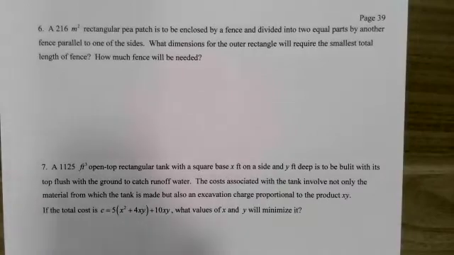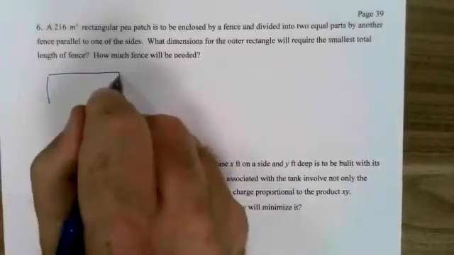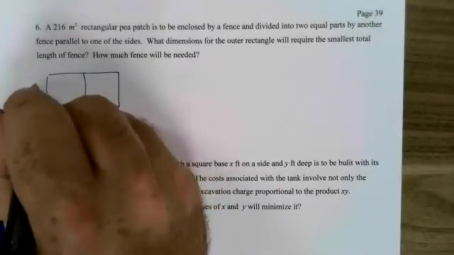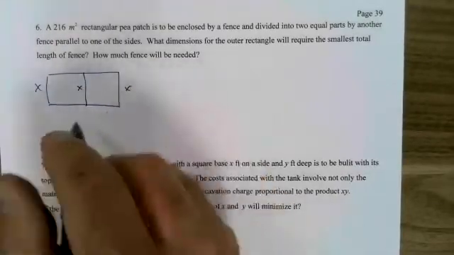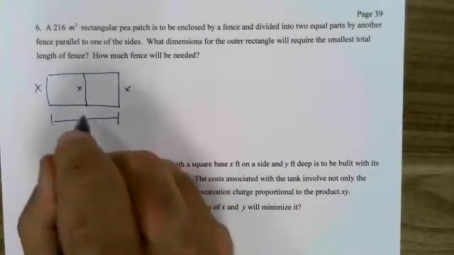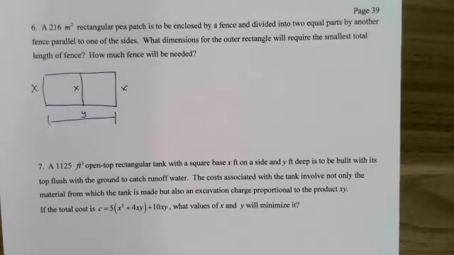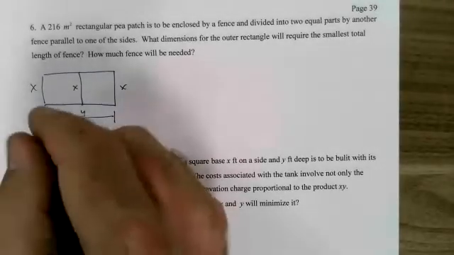Fence divided into 2 equal parts. X, X, X, Y. 216 meters, so each one is 108.